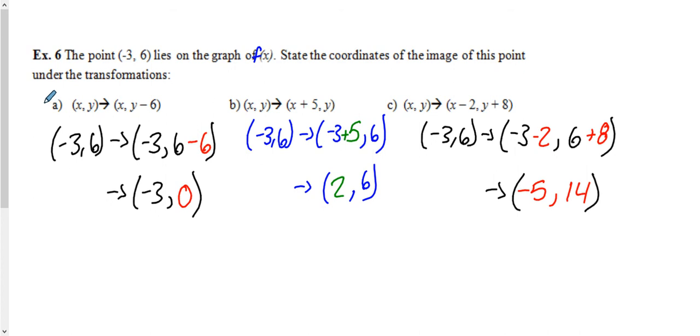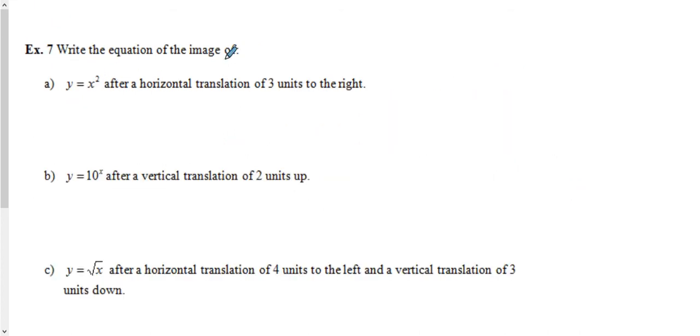So that's example 6. Jumping right to example 7, it says write the equation of the following. Write the equation of the image. So again, we're just writing the equation after the fact. So what's our skeleton equation that we always want to try to fill in? Our skeleton equation is going to be y equals f of (x minus h) plus k.